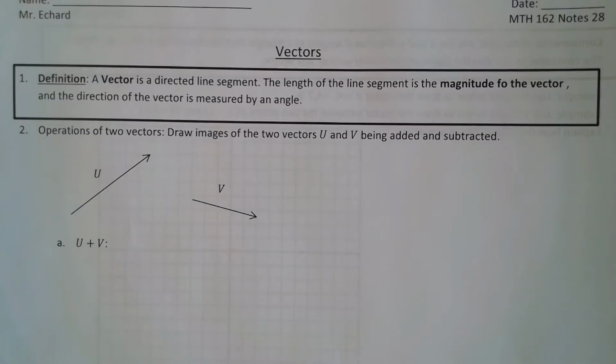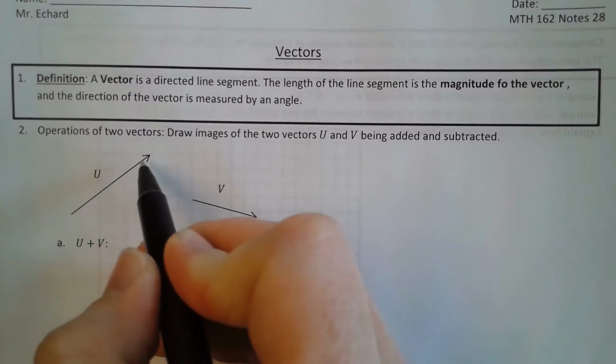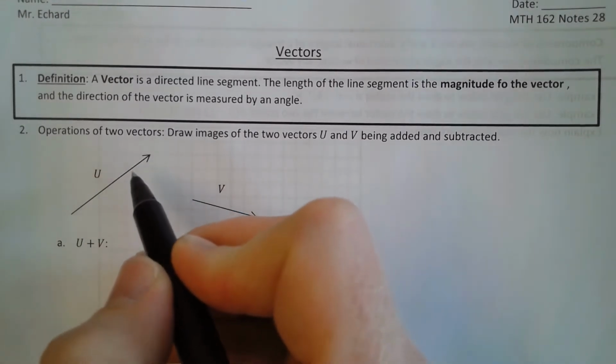In this video, we'll be talking about vectors. A vector is specifically a line segment that has a direction to it. The length of that line segment has a very specific name. It's called a magnitude. So this distance from here over to here is a specific length. That length has a magnitude.